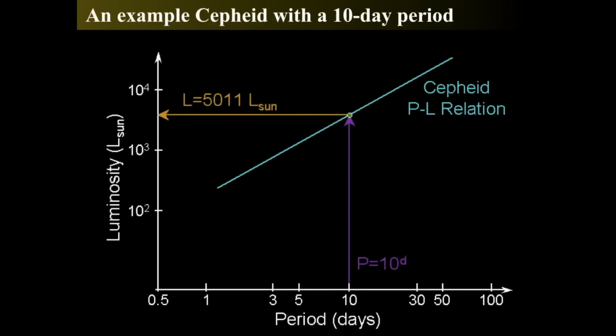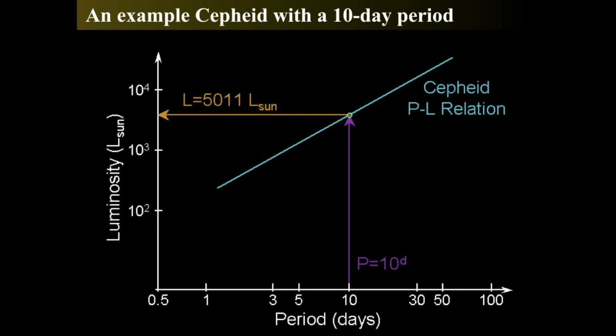So we can do an example where, given a well-calibrated Cepheid relationship, or specifically the Leavitt relation, the Leavitt Cepheid period luminosity relationship, if you find one that is 10 days long for how it gets bright and dim, then we know it's about 5,000 times the luminosity of the sun.